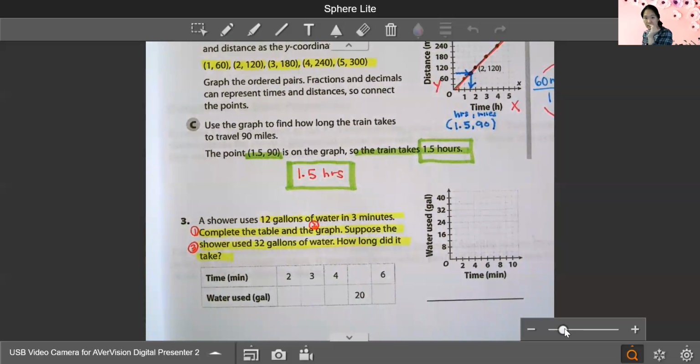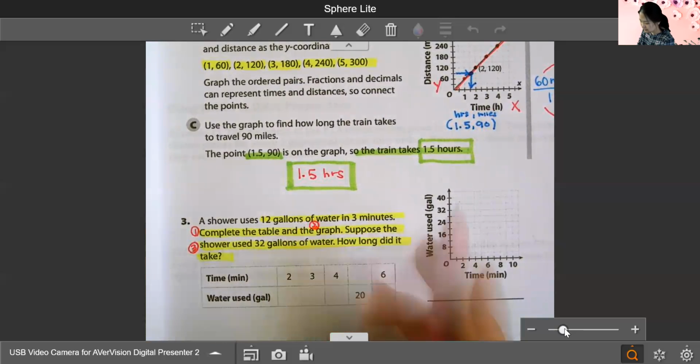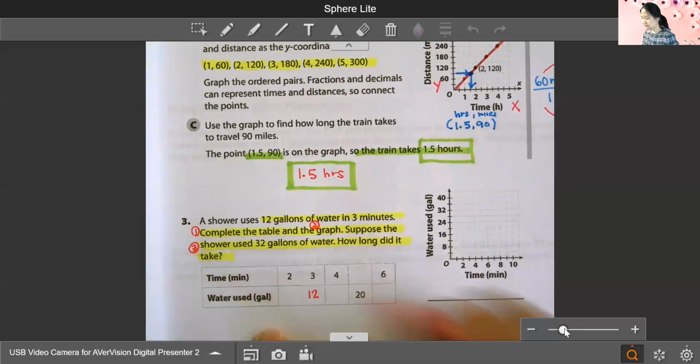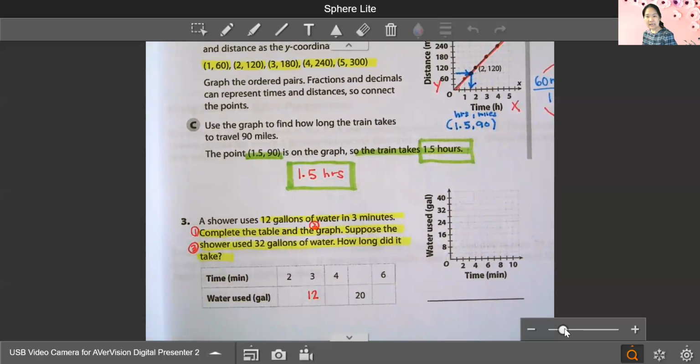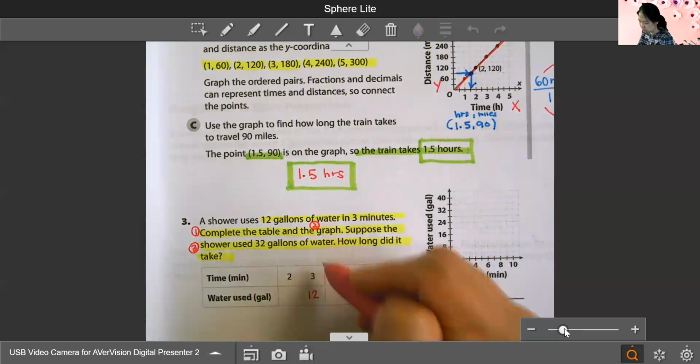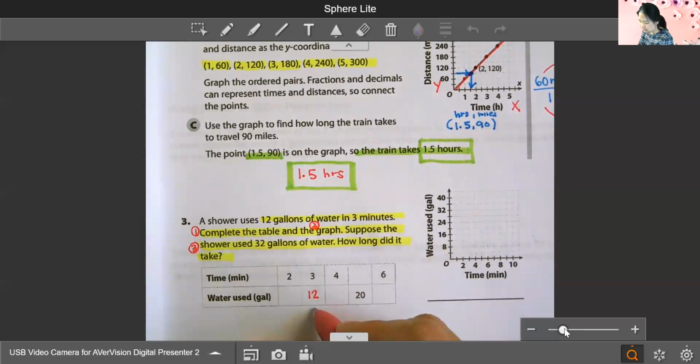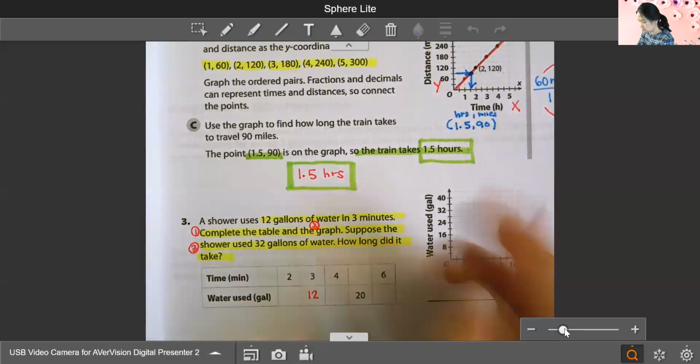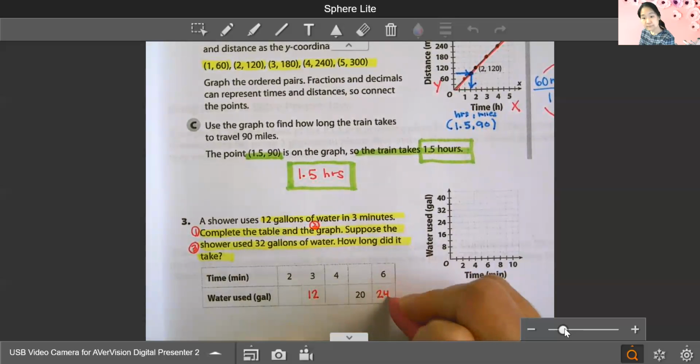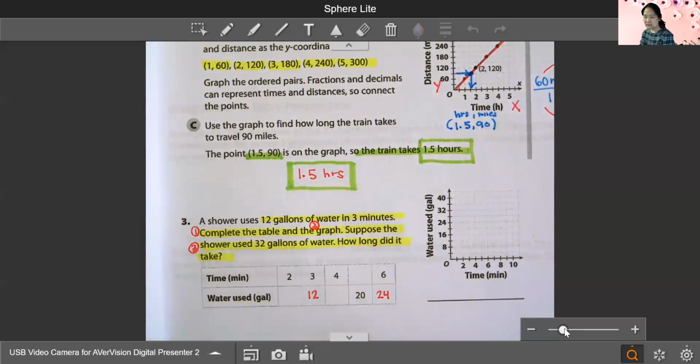Now, the first thing I'm going to do is use the information I know. 12 gallons of water in 3 minutes. Minutes, gallons. 3 minutes, 12 gallons. From there, I can answer a few questions such as 3 times 2 is 6, so 12 times 2 would be 24. Okay, but if you take a look, the rest are a little difficult to figure out.